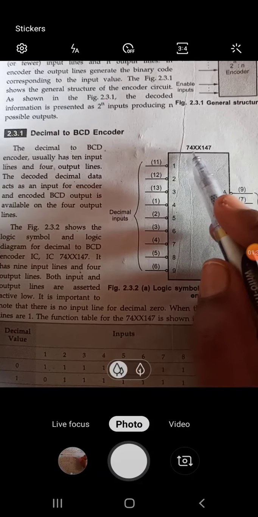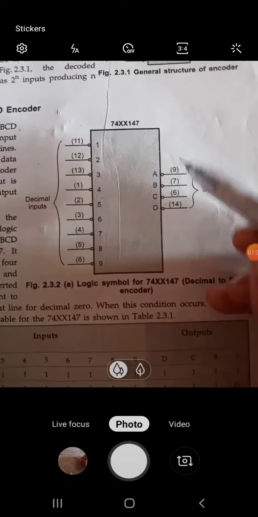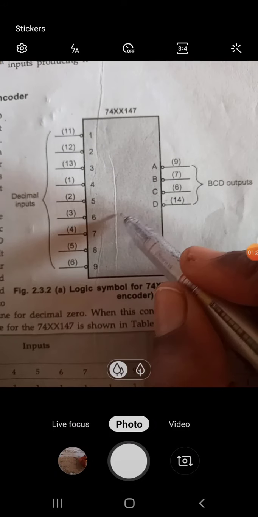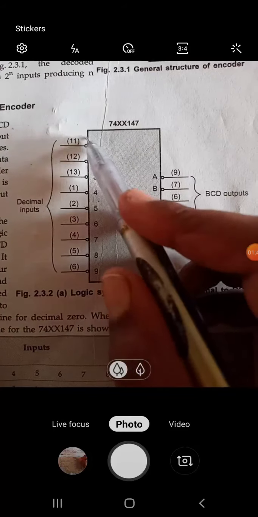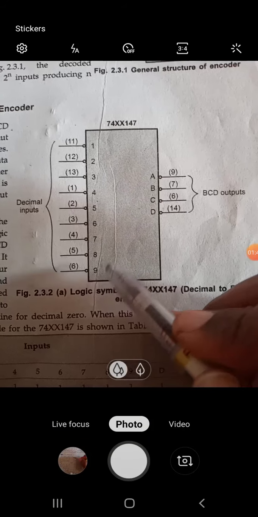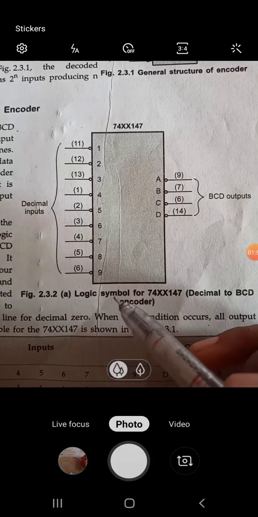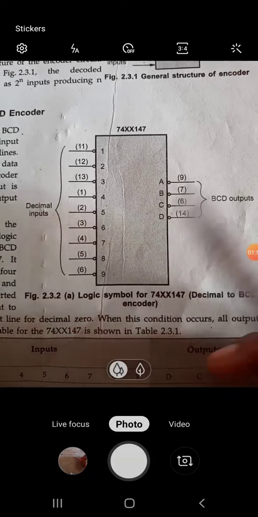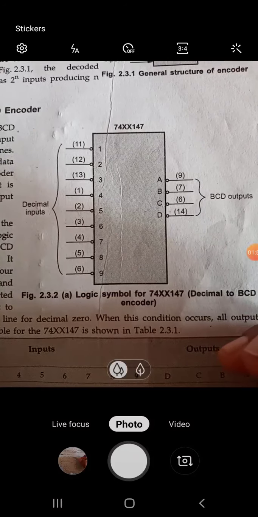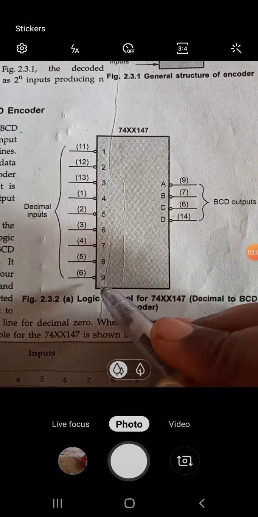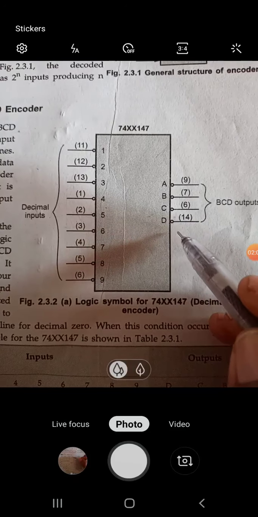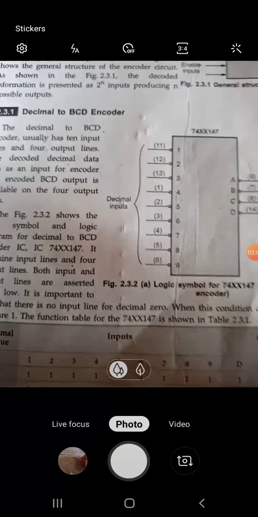It is given with the name 74XX147. You can see there are 4 outputs. It means 4 to 2 raised to 4, that is 16 lines of input and 4 lines of output. Here you can see only 10 lines of input over here, because the remaining lines act as enable signals, as we have seen in the case of decoders. The same analogy works over here. All the inputs are active low and the outputs are also active low. So this is one configuration.